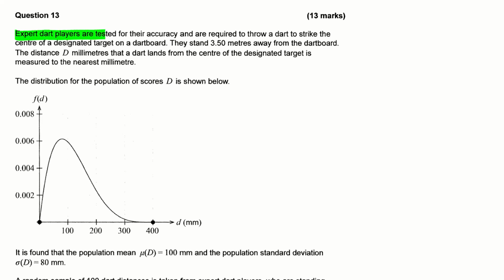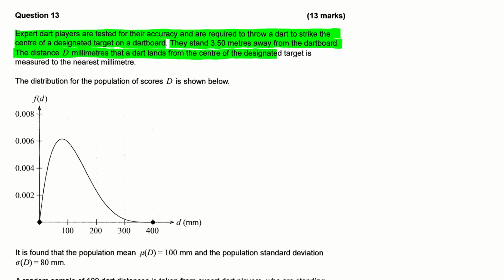Expert dart players are tested for their accuracy and are required to throw a dart to strike the center of a designated target on a dartboard. They stand 3.50 meters away from the dartboard. The distance, d millimeters, that a dart lands from the center of the designated target is measured to the nearest millimeter. The distribution for the population of scores D is shown below.